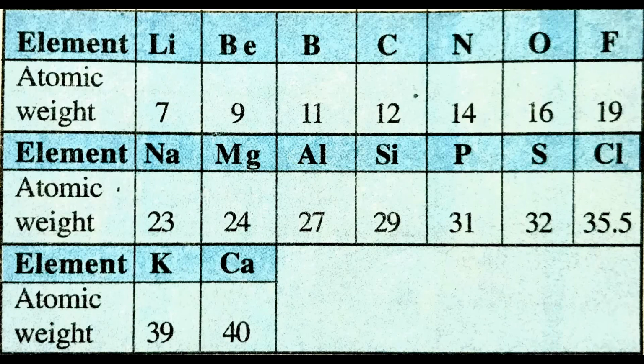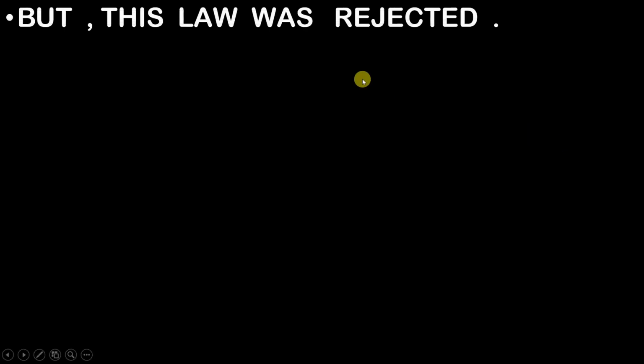And the main reason for the Newland's law of octaves getting rejected is the discovery of inert gases. The inert gases had drastically different properties from these known elements, and as a result the Newland's law of octaves got disturbed and he was not able to arrange the elements further on. So this law was rejected. As we have seen, the inert gases were found to be quite different from other elements, and this had a great impact on the Newlands law of octaves.